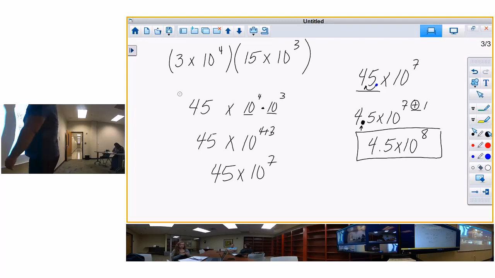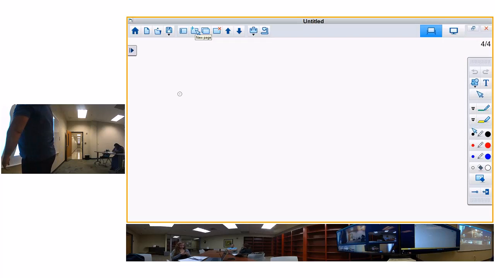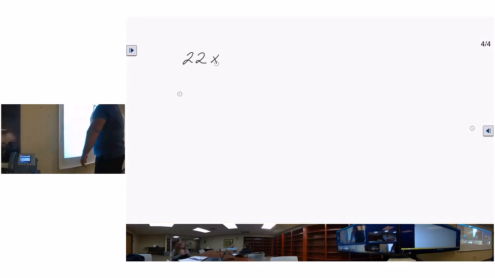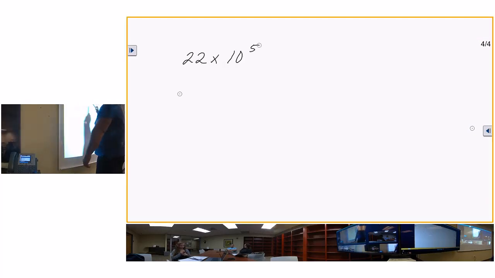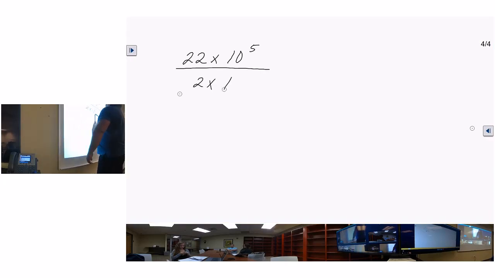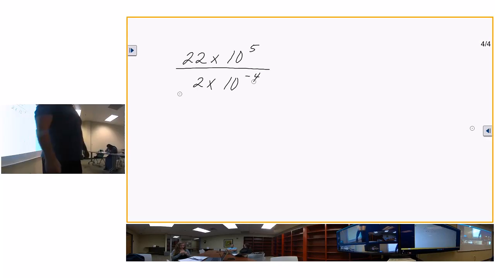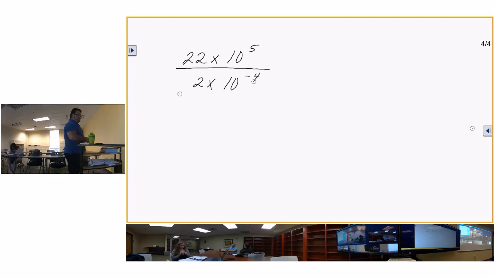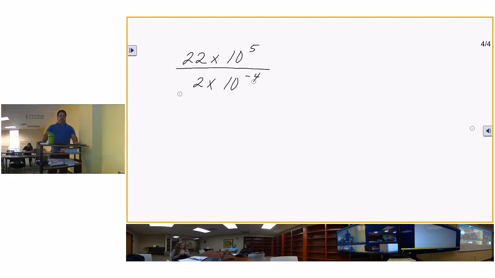Let's do this one. 22 times 10 to the 5th divided by 2 times 10 to the negative 4th. All right, I'm going to let y'all work on it. And if you can't do it, you know, just mark it up as what? A disappointment to me and to a lot of people.